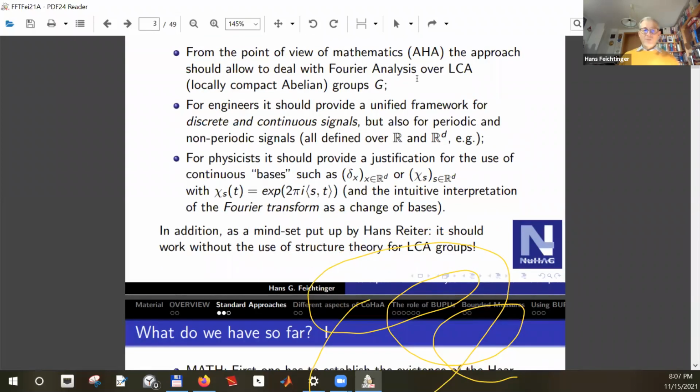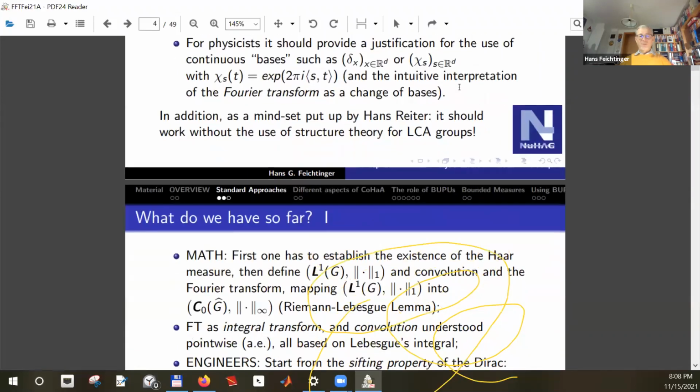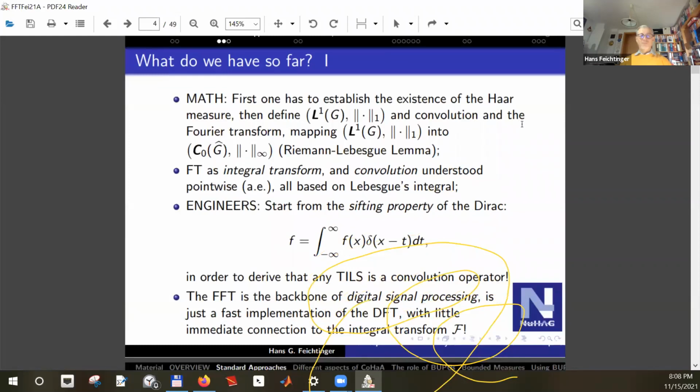Now, the plan of conceptual harmonic analysis as such is to describe all these things so that engineers have a solid mathematical background. Physicists can use these notations without sloppy argumentation. And I was told by Hans Reiter, my advisor, we should not do things by doing it for the real line and then for Rn and so on, but we should try to take each of them as a generic locally compact abelian group. So, what can we do, or can we do all this without structure theory? And of course, I was suggesting this because I think I can show you how to do it.